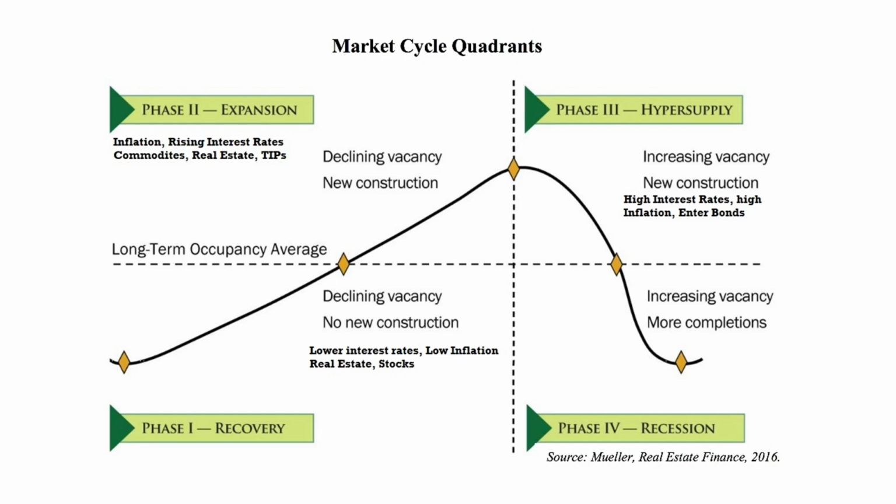In the recovery phase, you want to be in real estate and stocks, because it's recovering, so you're at a very low area, so real estate is very good to invest in, and so are stocks. In an expansion phase, real estate, commodities, and TIPS are good. In a hypersupply phase, you want to enter bonds. And for a recession, bonds and I would say cash are the 2 spots you want to be in, as everything else kind of deflates.